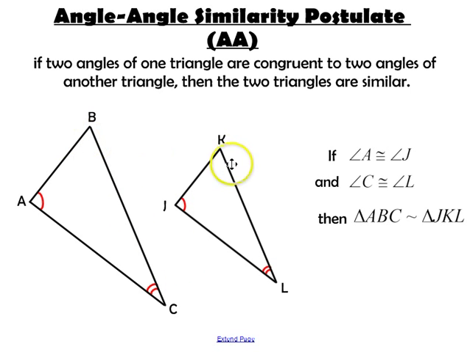You don't have to know anything about the third pair of angles, but we've previously talked about the third angles theorem, which tells us that angle B and angle K are going to be congruent because, again, remember, the three angles of a triangle, regardless of the size, have to add up to 180.